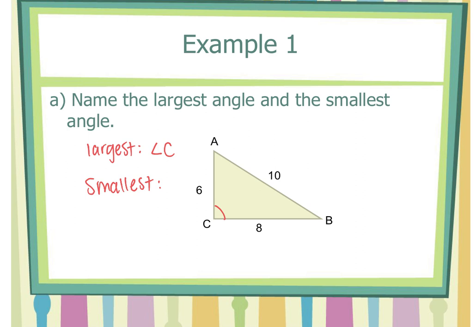Angle B. Wait, how is C 10? It's opposite from this. Okay, so do you agree that 10 is the biggest side, right? So if it's the biggest side, the angle needs to be the biggest as well. So C has to be the biggest. You agree that 6 is the smallest side of all the 3, right? What angle is opposite this side? B. So angle B is the smallest.